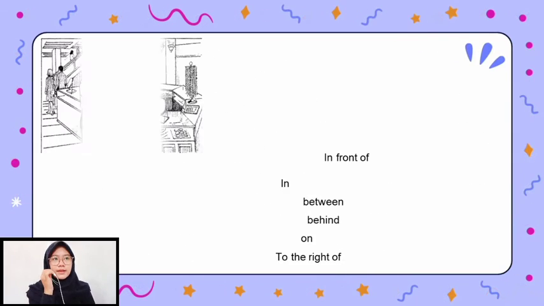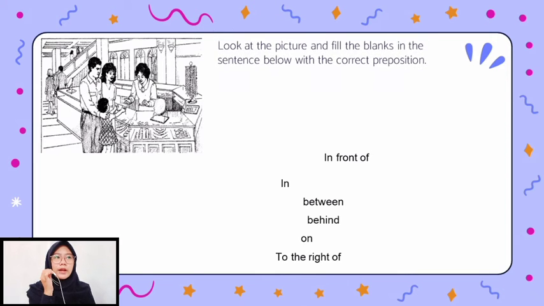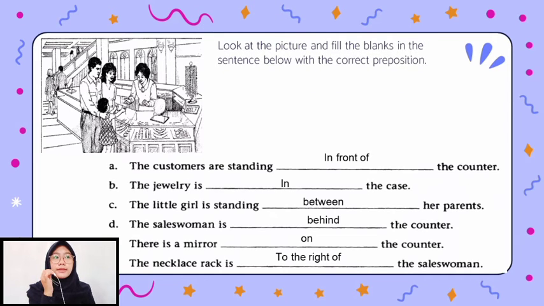Alright, for the exercise, please look at the picture and fill the blanks in the sentences below with the correct preposition. The first sentence: the customers are standing in front of the counter. Second sentence, the jewelry is in the case. Third sentence, the little girl is standing between her parents.